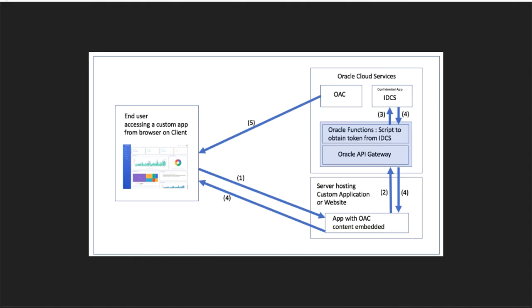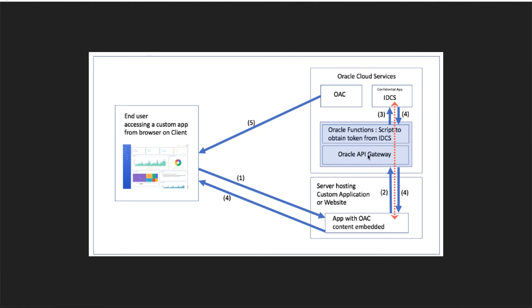Here's an overview of how that looks. On the left you can see the custom application that I just viewed within my browser. On the right hand side you can see the back-end architecture for how the public user access was enabled. I accessed the application, which is hosted on a custom web server, and the code for OAC embedding accessed a token using a script which was running, in this case, on the Oracle Function Service.